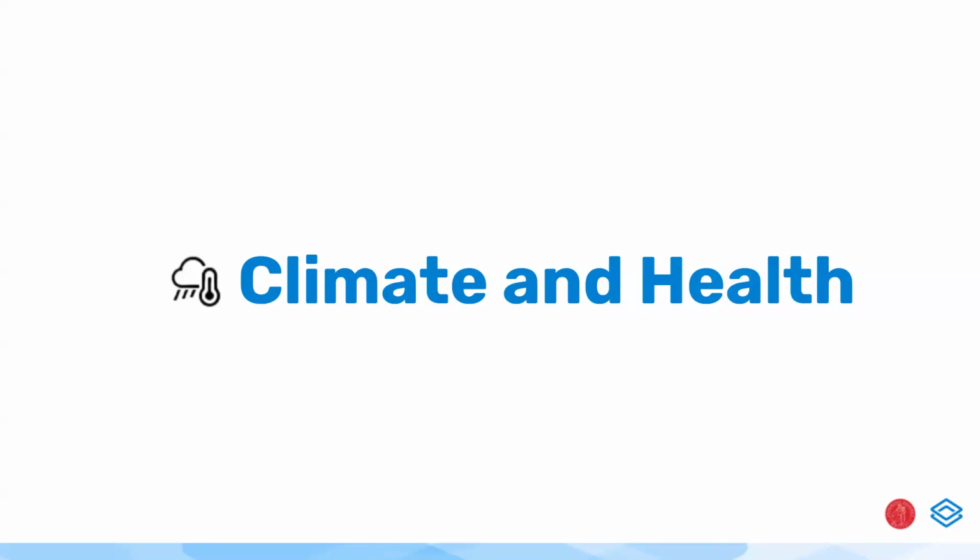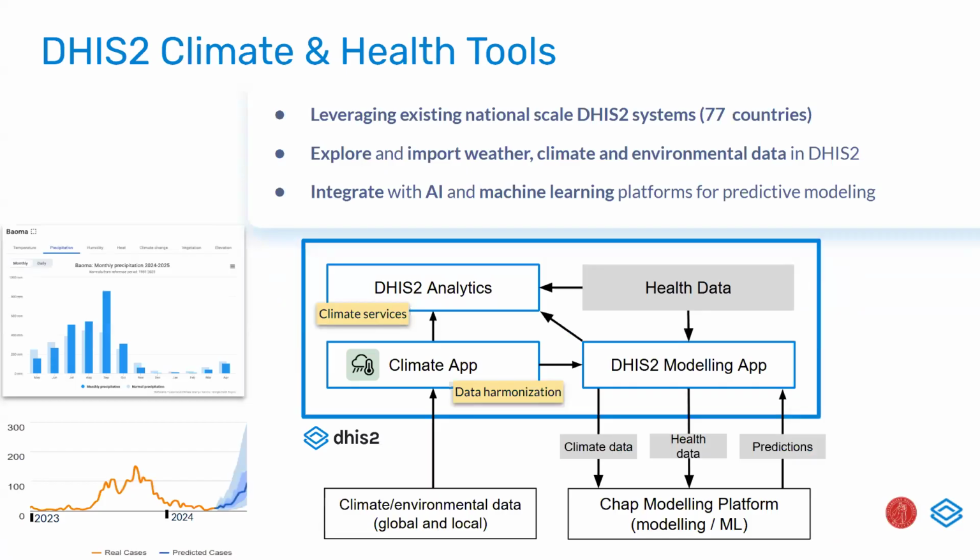So this is just a teaser, because tomorrow we will have a plenary going into depth of the new innovations when it comes to climate and health. What I would like to give is a bit of an update. Now we have heard all about the DHIS2 platform. We have all this data available, all these analytic tools, data collection tools and everything. So what can we do if we also get the climate, environmental and weather data available? What can we then do?